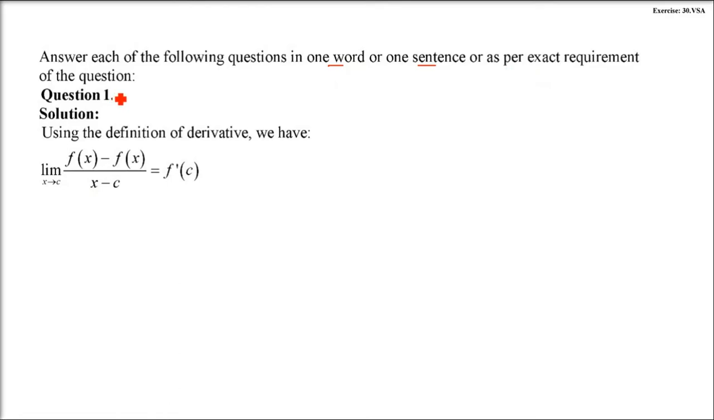The first question is, write the value of limit x tends to c, f(x) minus f(c) by x minus c. So f(x) minus f(c) by x minus c, what do we know? We have done the theory also. It's f dash c. So it's a differentiation.